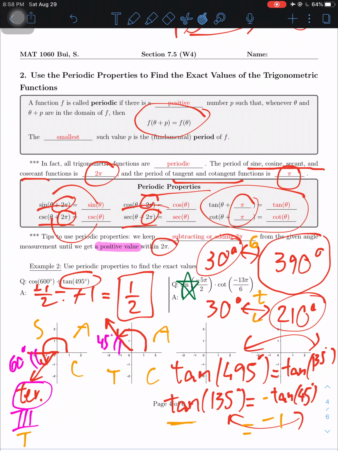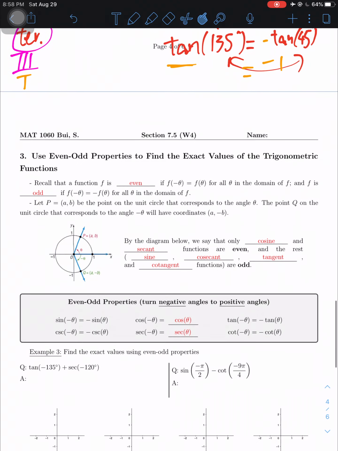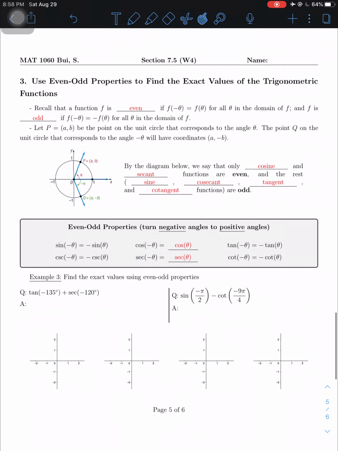Okay, and then let's talk about the very last objective of today: use even-odd properties to find exact values of the trigonometric functions. Alright, so if you recall from algebra, we have two types of equations, even and odd, right?